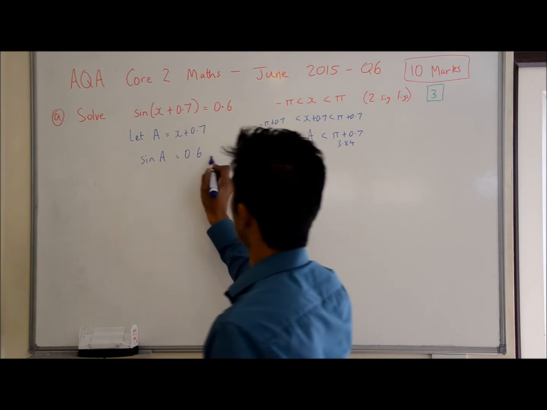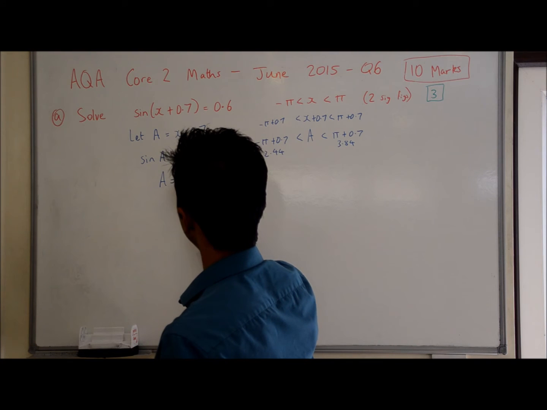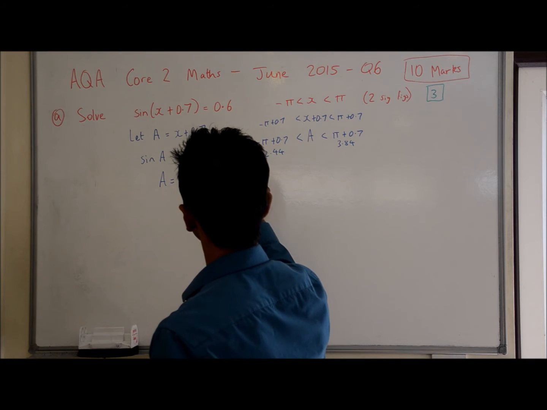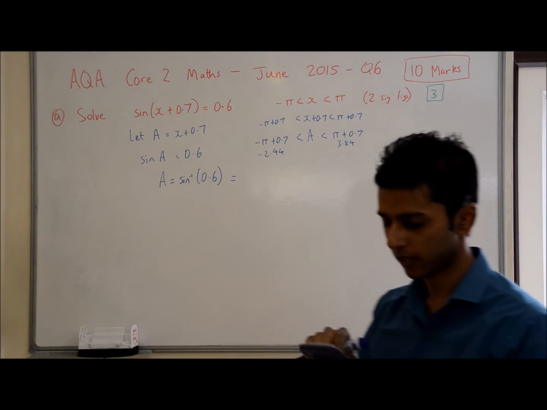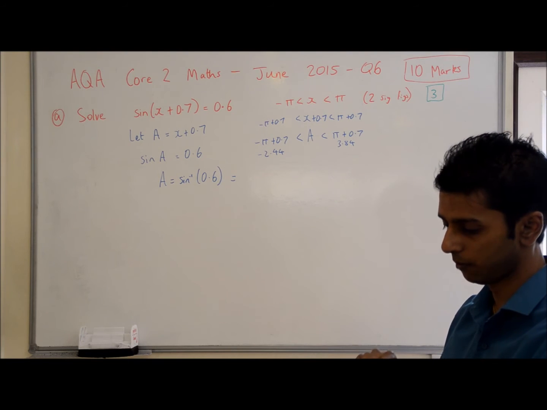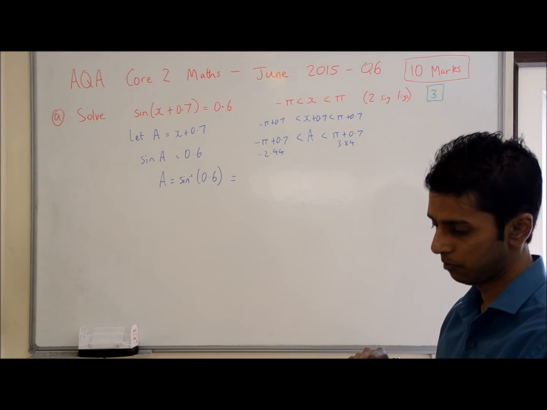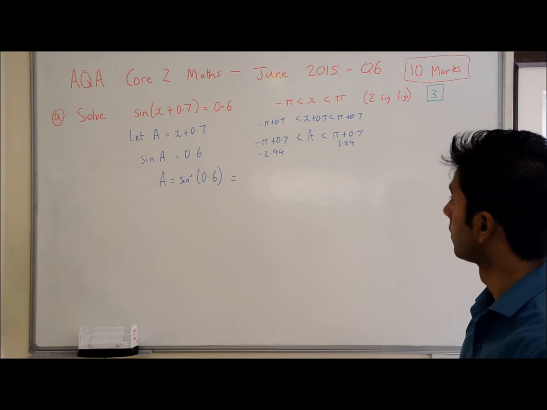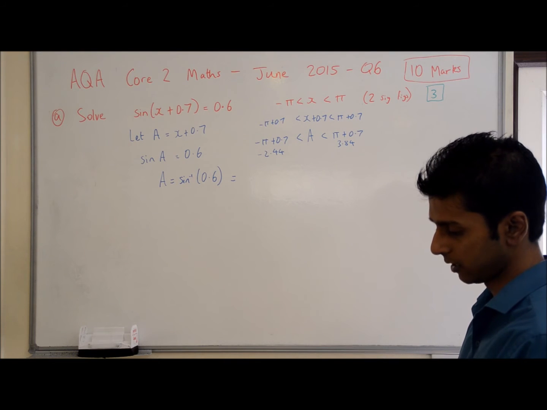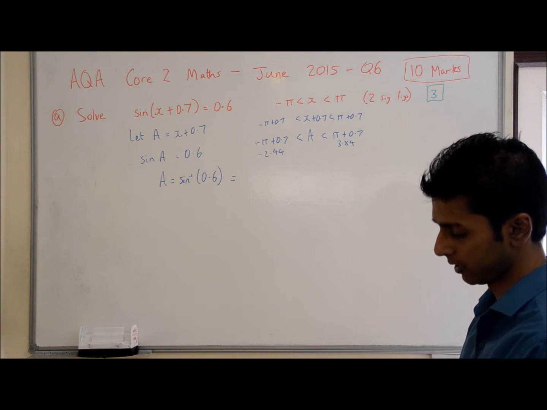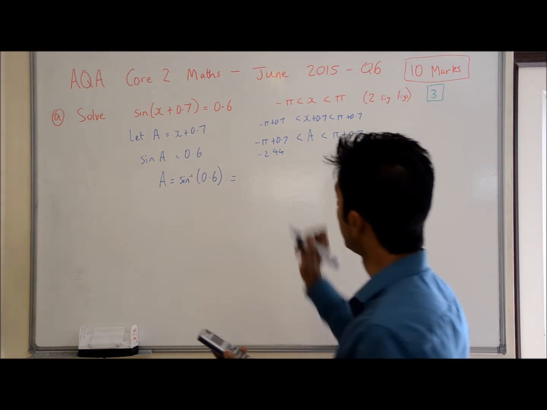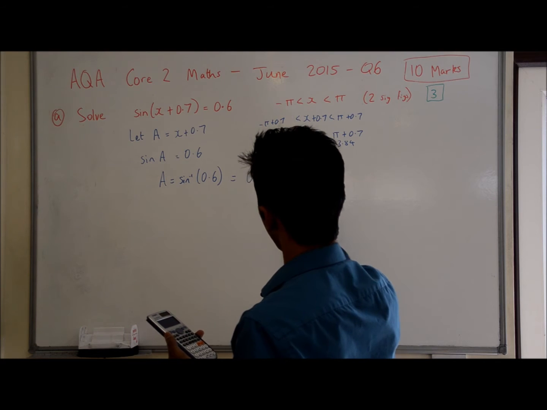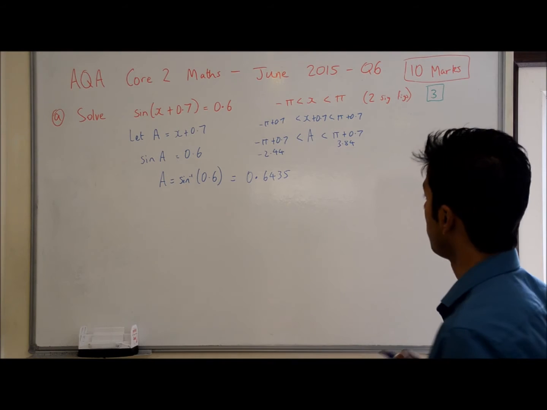To work out A, A is equal to the inverse sine of 0.6. Before you start typing this into your calculator, ensure your calculator is in radian mode. You do shift and mode, and on my calculator it's number 4 for radians. You type in inverse sin of 0.6 and I get 0.6435. Now I need to work out the pair value of this.